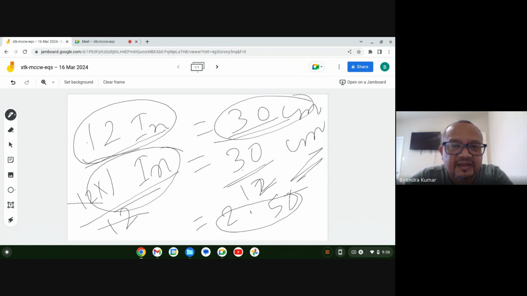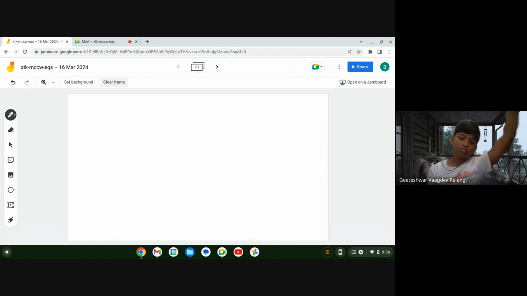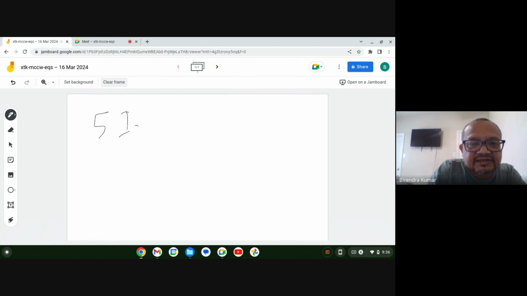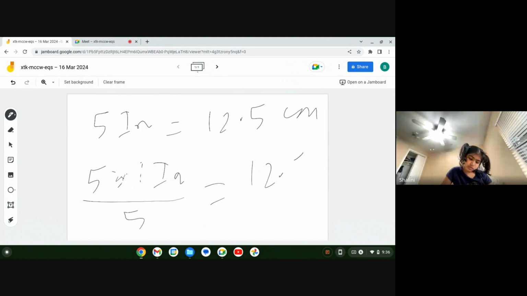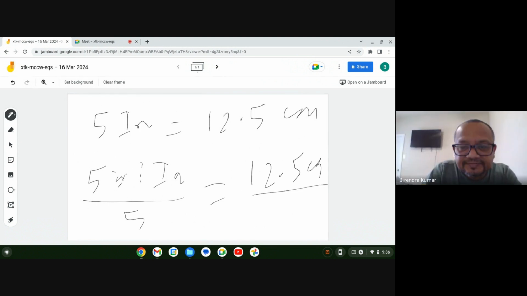Correct? Say if 5 inches, let's say, equals 12.5 centimeters, what will be the value of 1 inch? So what I will do, I will divide by 5 here. Sorry, divide by 5 here. I know a little bit of this thing. What is that?